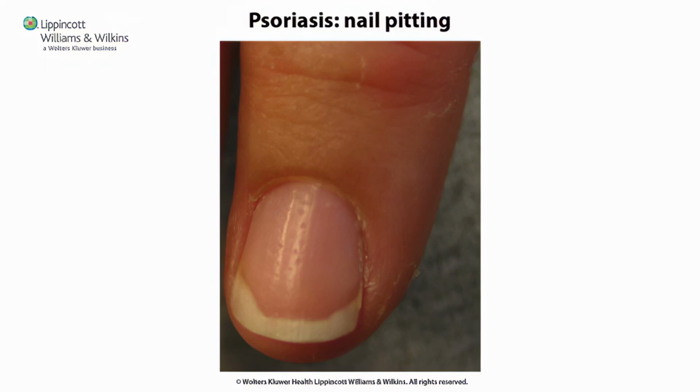Psoriasis can also be associated with pitting of the nails. The pitting will look like little divots in the nail. And then about a third of patients will also develop psoriatic arthritis. So how do you treat psoriasis?